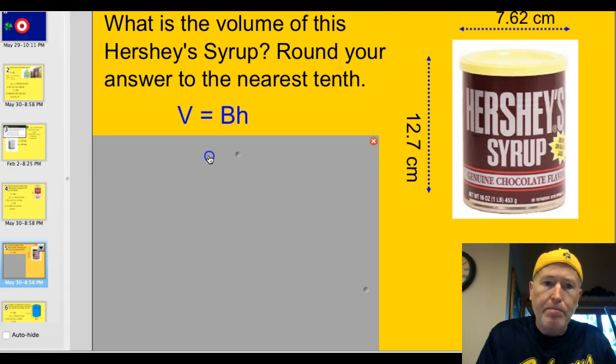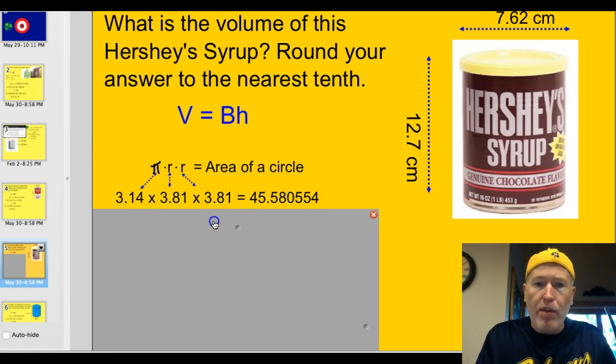All right, let's see how you did. All right, did you find the area of a circle? If you did it correctly, you would have got 45.580554.